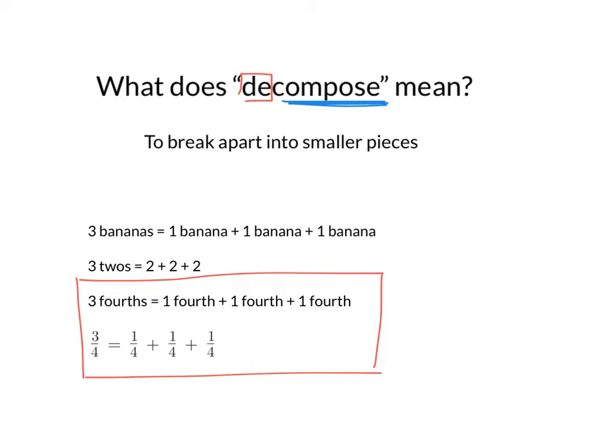Right now in your notebooks, under where you wrote decompose and the definition for decompose, I want you to write those 2 different ways to write the fractions, the word way and the number way. And by the way, you'll notice that we decompose 3 fourths to be the sum of 3 unit fractions. And we know they're unit fractions because all 3 have 1 in the numerator.